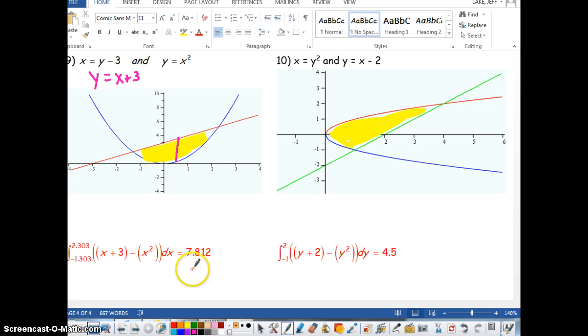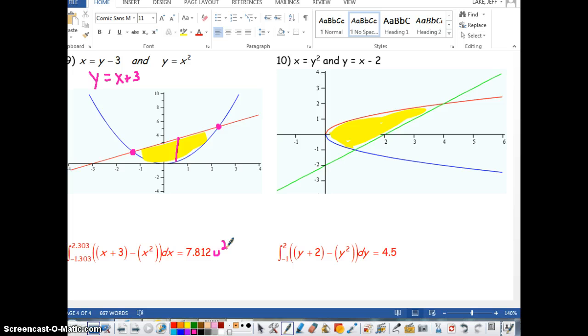When I do my integration, I'm going to have my two bounds here. They come from the intersection of my curve and my straight line there. They're the x values of that. Plug them in, you can do math 9, and you get 7.812. And this I'm going to put units squared on here, because we are finding the area.